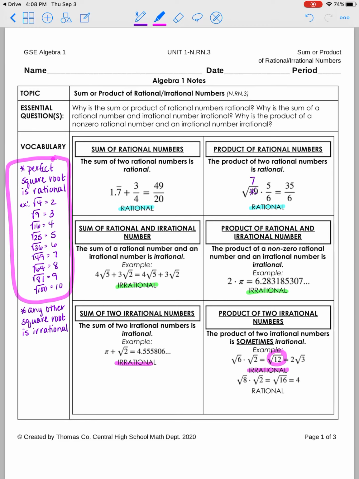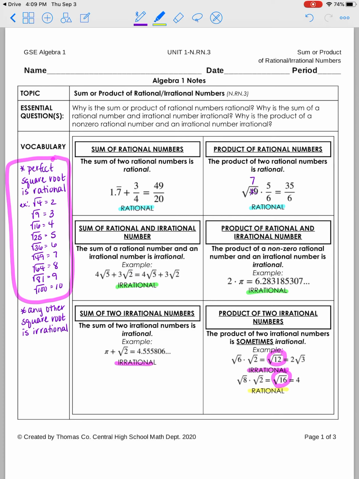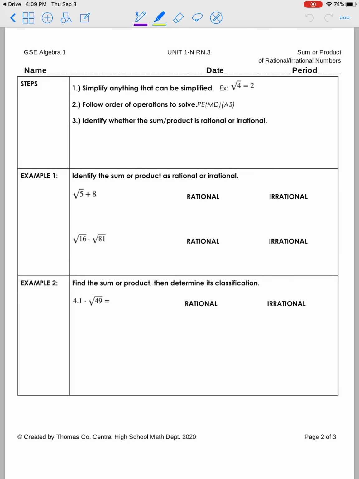Okay, but there's an opposite side to this one. What if I multiply the square root of 8 times the square root of 2? Well, 8 times 2 is the square root of 16. If I look at that list, the square root of 16 is a perfect square. It is 4. But the number 4 is rational. So when you're multiplying two irrationals, you've got to work the problem out to see what your answer is.